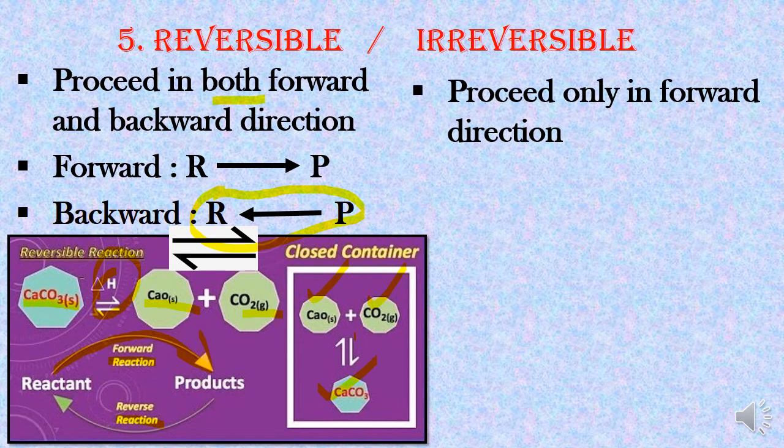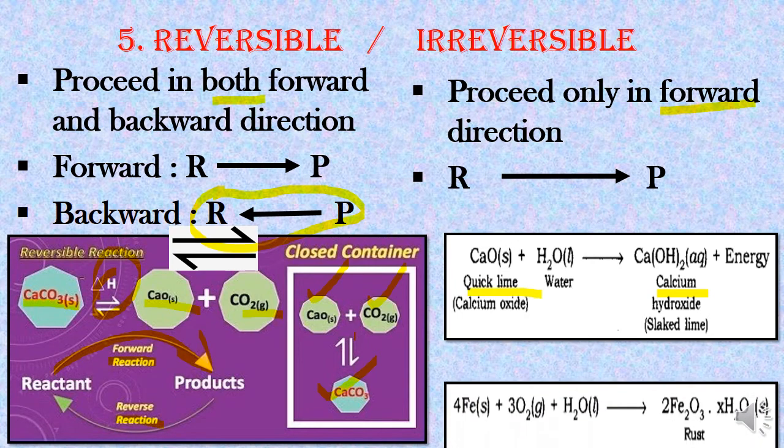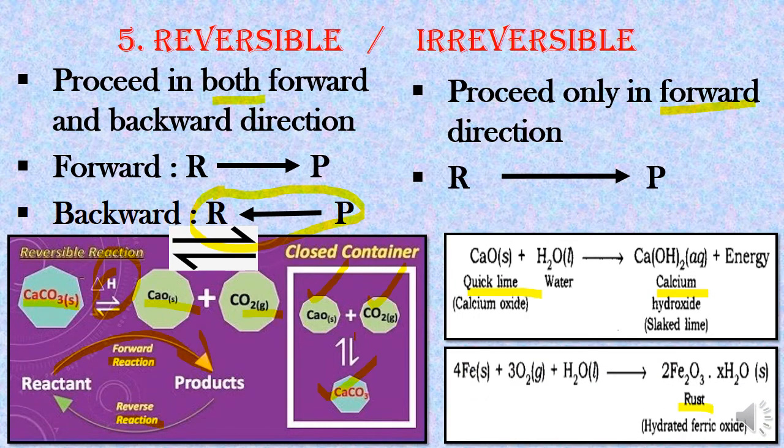Irreversible reaction. Here, it proceeds only in the forward direction and is represented by a single-headed arrow. For example, the formation of slaked lime from quicklime is an irreversible reaction. Similarly, the formation of rust from iron in the presence of oxygen and water is also an irreversible reaction. Why? Because from slaked lime, you cannot get back the quicklime and water again, and from rust, you cannot get back iron and oxygen and water again.